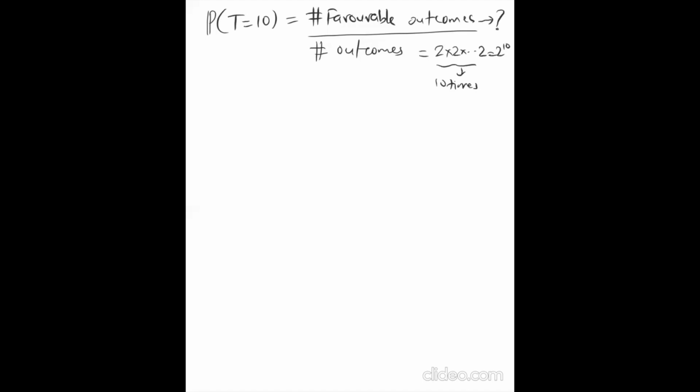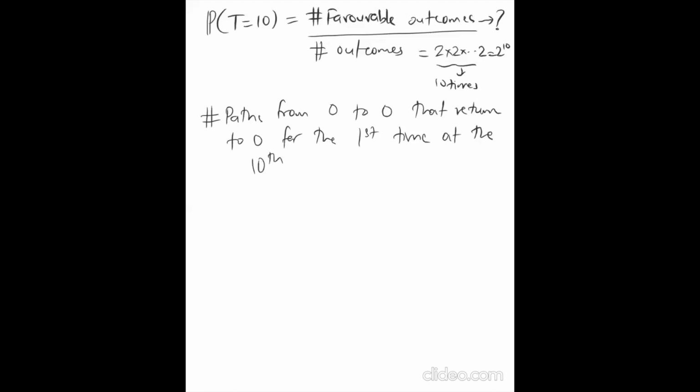The number of favorable outcomes is really the same as finding the number of paths from 0 to 0 that return to 0 for the first time at the 10th step. So let's see how we can convert this into a problem on paths.